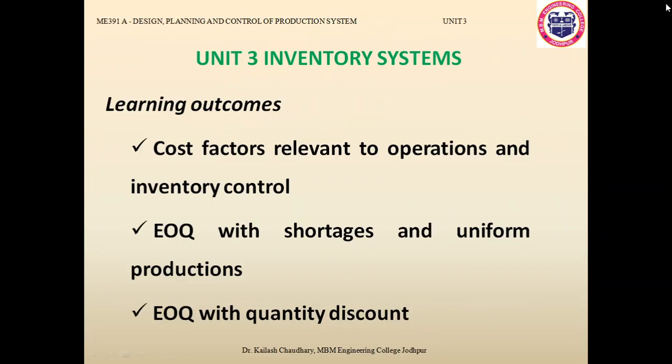So this lecture is based on the third unit, that is Inventory Systems, and the learning outcomes of these lectures are cost factors relevant to operations and inventory control, EOQ with shortage and uniform production, and EOQ with quantity discount. So we will discuss the various costs incurred for maintaining inventory, various types of inventory, and various approaches, then how to decide the quantity to order based on several approaches. One of the important approaches is EOQ, the mathematical model, that we will discuss. We will solve a numerical on this. Then we will see the effect of quantity discount on economic order quantity in this lecture.